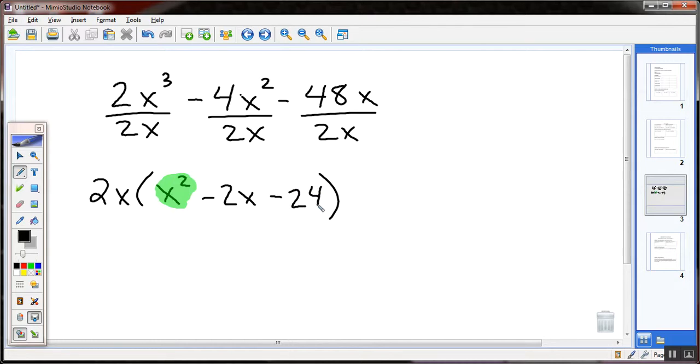So in parentheses now, guys, I've got a quadratic of the form 1x squared plus bx plus c. So we talked about factoring this into a product of binomials yesterday. Can you guys think of two numbers that add up to negative 2 and at the same time multiply to negative 24? Negative 6 and positive 4. Very good. Negative 6 plus 4, what's that make? Negative 2. What's negative 6 times positive 4?